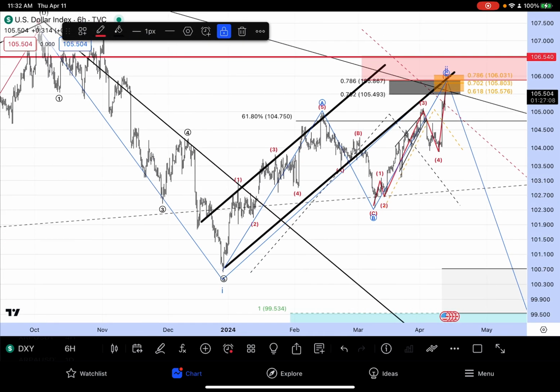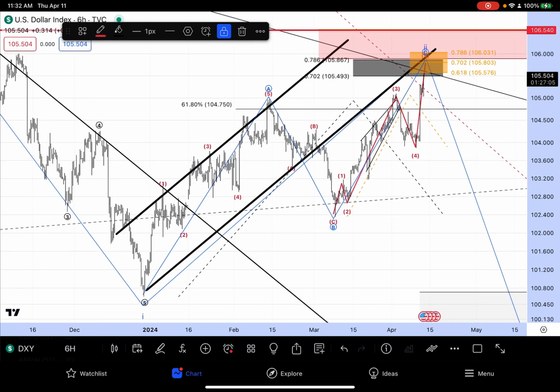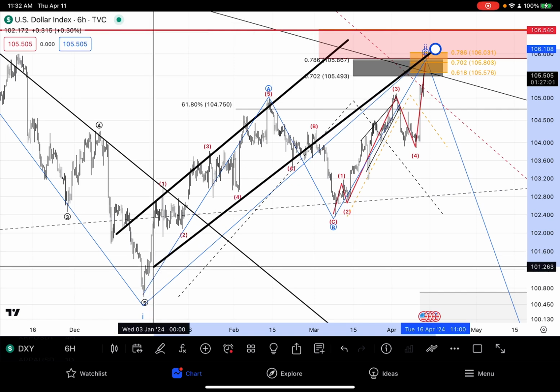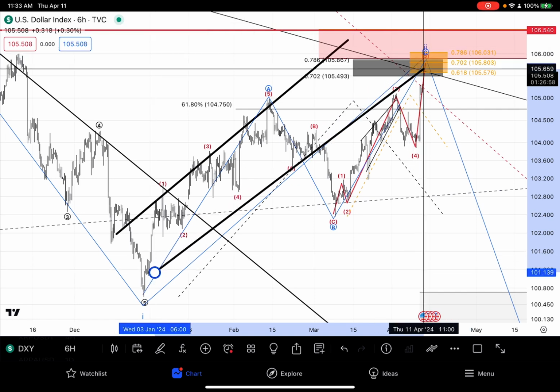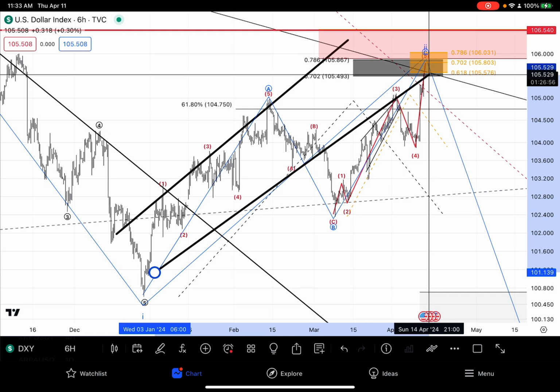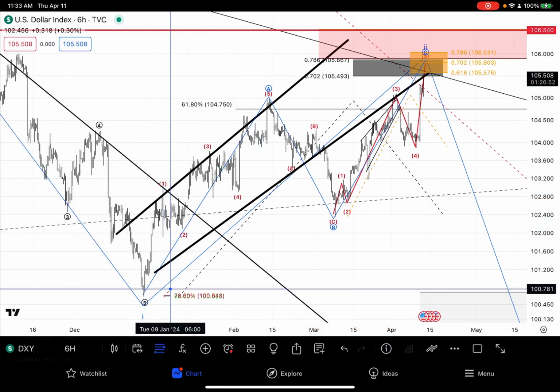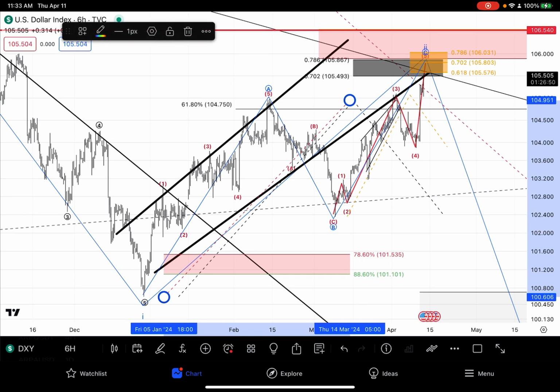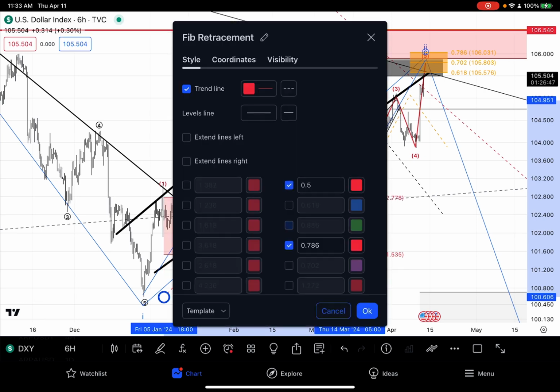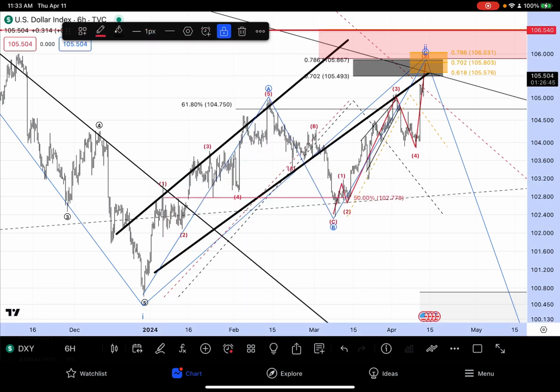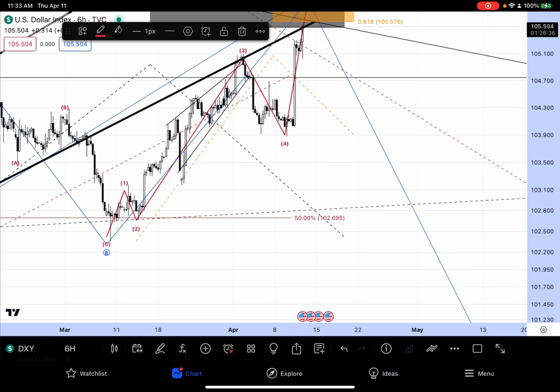You then come up in an ABC correction. So what you have is a five-wave move in the form of a leading diagonal. Okay, so you have a five-wave move up for your A wave, then you come down for your B wave, hitting the 50% fib right over here, and then bouncing up for a C wave. Now within this C wave, what we see is a five-wave move here.